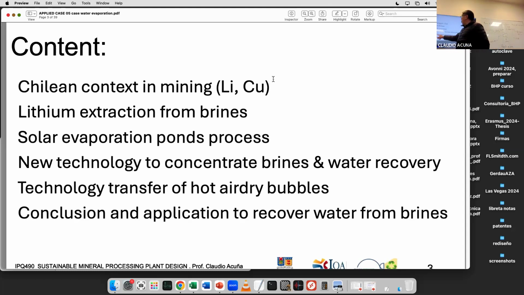So technology: hot air dry bubbles. Hot air dry bubbles. What is that? Sounds crazy, so it caught your attention, isn't it? Okay. Conclusion: application of recovery of water from brines. That's the main objective: recovering water from brines. So at the very beginning you know where you are going.